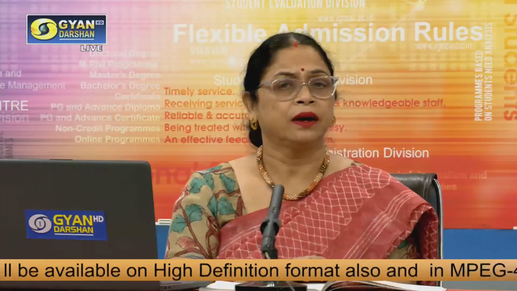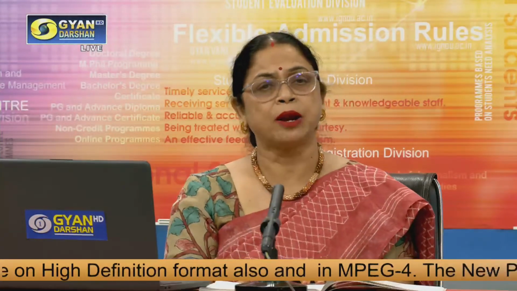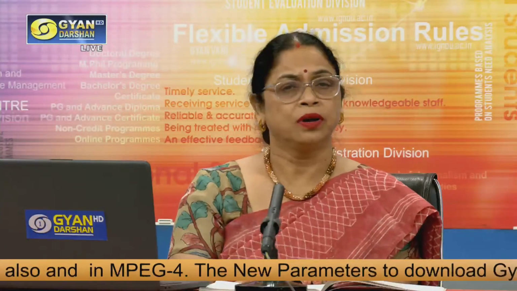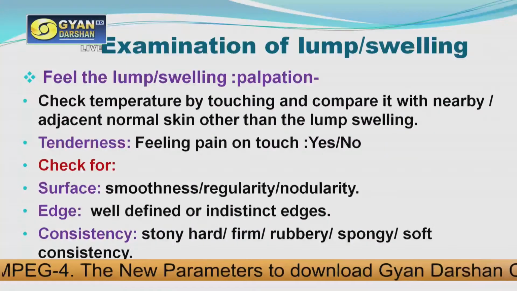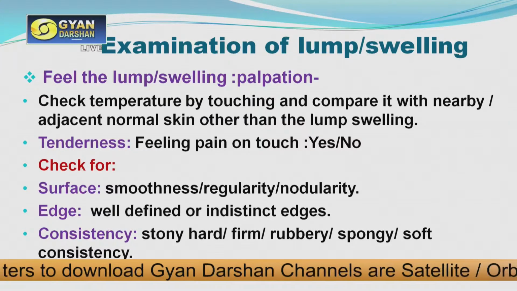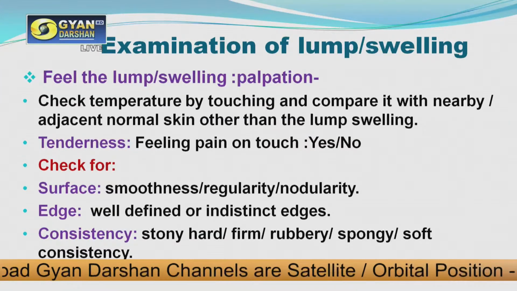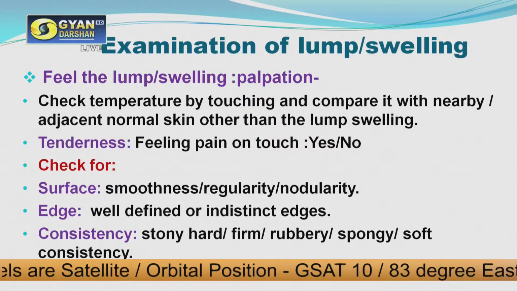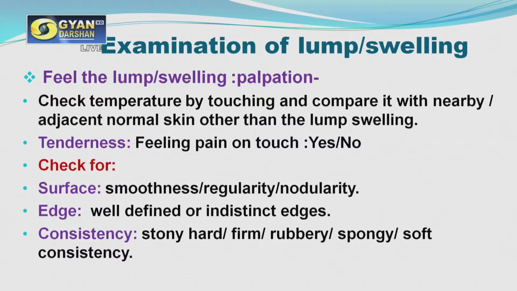Then the other method is palpation. In palpation you feel the lump or the swelling. First of all, you check the temperature by touching and compare it with the nearby, adjacent normal skin. You have two sides, one side where the lump is there, and the other side where there is no lump. In both you check the temperature and compare where the temperature is more or less.